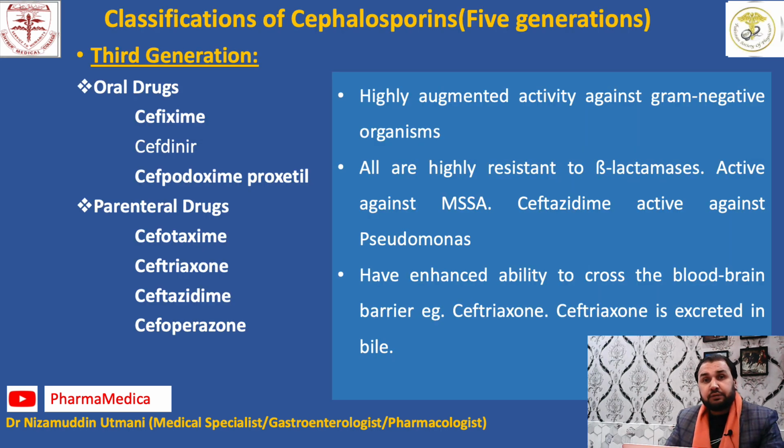Then the third generation, we have very good drugs. You can say that most of the drugs we are using nowadays come from the third generation. Among oral drugs, we have 2 very important drugs: cefixime and cefpodoxime proxetil. The third one, cefdinir, is not that important. But cefixime and cefpodoxime are very good drugs.